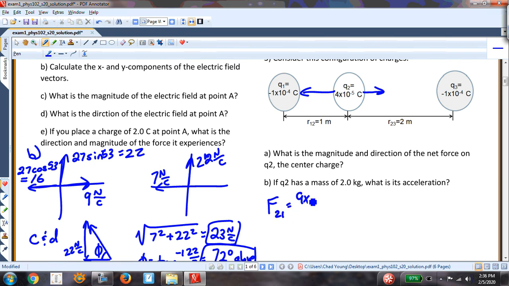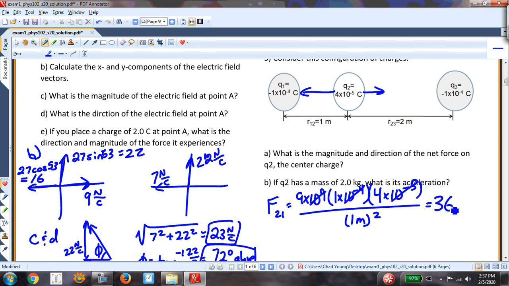It's going to be 9 times 10 to the 9th times 1 times 10 to the minus 4 times 4 times 10 to the minus 5 divided by the distance squared, which is 1 meter squared. Notice that these all cancel out. I'm just left with 36 newtons.